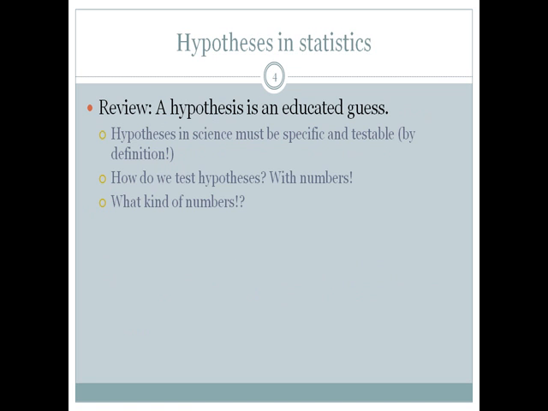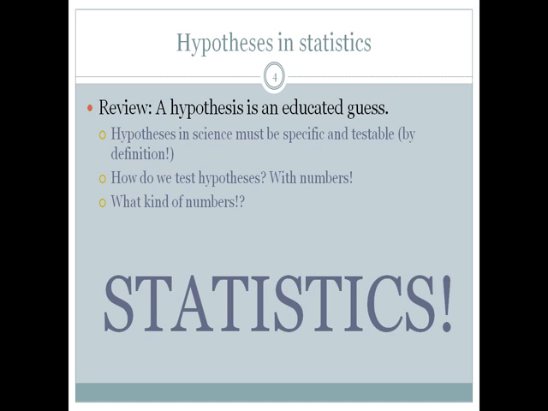So just to review what a hypothesis is, the general definition: a hypothesis is an educated guess. Hypotheses in science must be specific and testable. In this class, how are we going to test hypotheses? With numbers. And what kind of numbers? You guessed it, with statistics. We are going to calculate sample statistics for use in inferential statistics tests to test hypotheses. So this lecture is going to be all about how that process takes place.